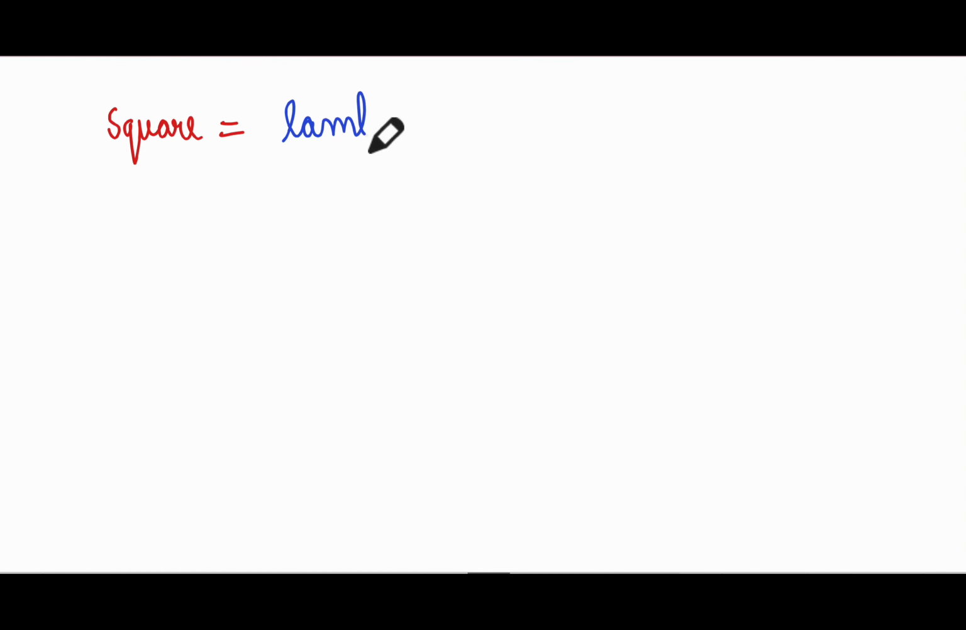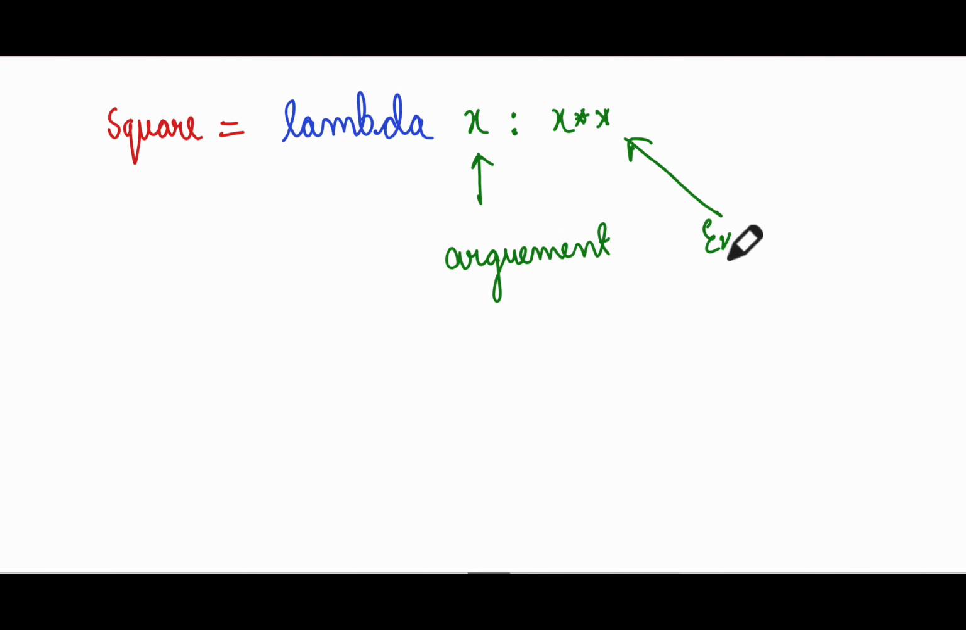You use the lambda keyword, then you define the variable that is your parameter. For example, let us say it is x. So this is your argument, and this is your colon, and suppose your x into x becomes your expression. Whatever operation you are performing on that particular argument becomes the expression. So this is the syntax of a lambda function.